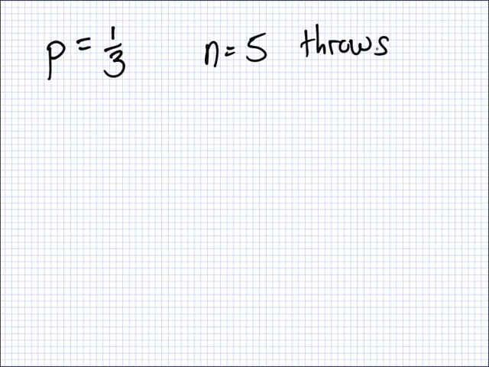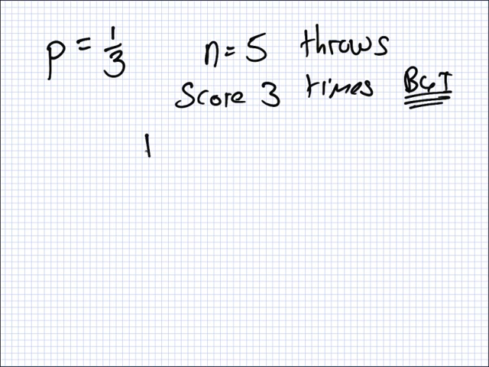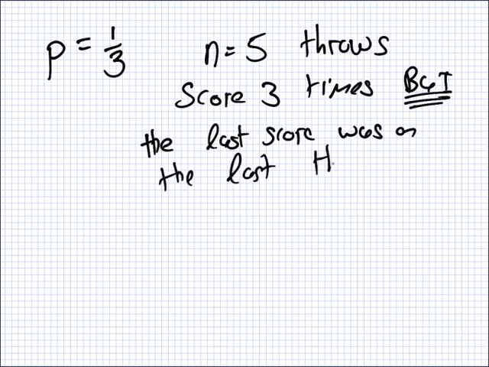I would like them to score 3 times, but the last score was on the last throw. So they score 3 times. However, I do care slightly about the order now. I want their 3rd success to happen on their last throw of the basketball.